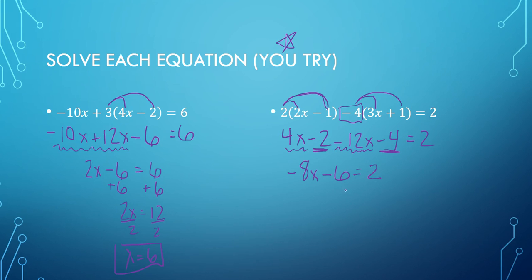Now we have a simple two-step equation. To get rid of the negative 6, add 6 to both sides. That gives us 8. And then since that's times negative 8, divide both sides by negative 8, and you get x equals negative 1.